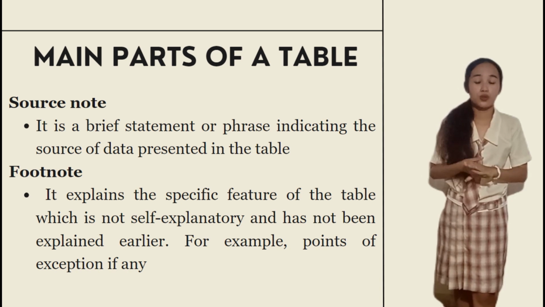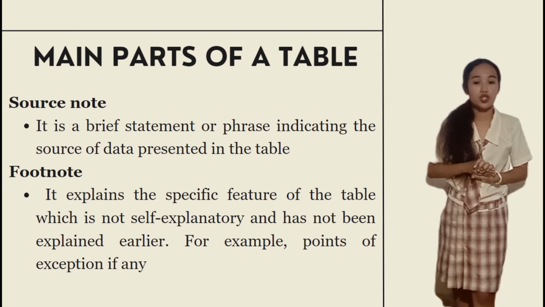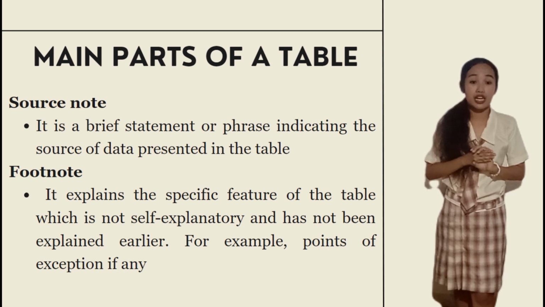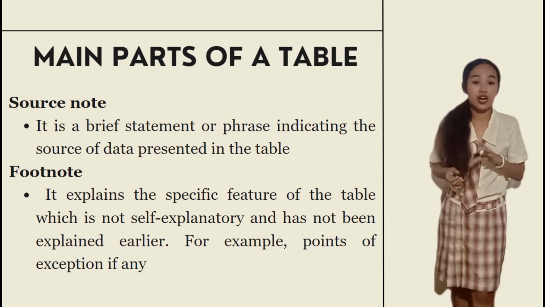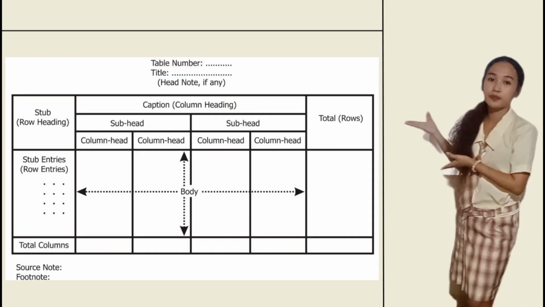And last is a footnote. This explains the specific features of tables which are not self-explanatory and have not been explained earlier, for example, points of exception if there are any. So here are the main parts of the table.